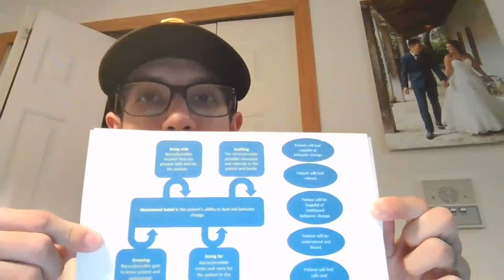For my theory application, I chose Swanson's theory of care and healing. It has the assumption that caring is correlated with healing, and that application of the 5 processes, which include knowing, being with, doing for, enabling, and maintaining belief, will allow the patient to feel comforted. So I made a theory-informed conceptual map, which will be attached to this discussion. And it goes through all of the 5 processes.